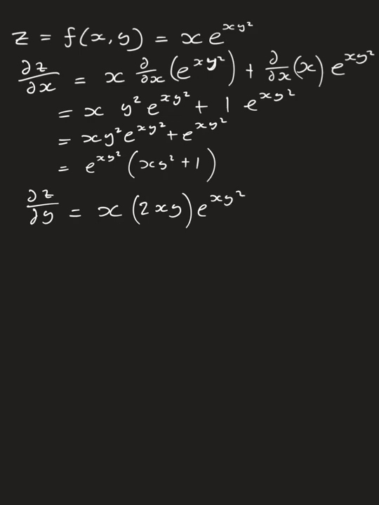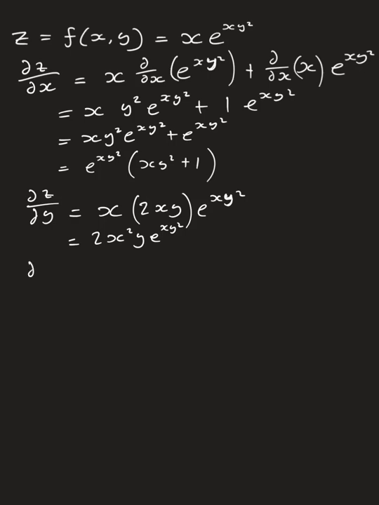So the e to the power of xy squared stays as it is, but by the chain rule in front of it, I get the derivative of what was up top there with respect to y. In this case, I'm treating x as a constant, that 2 comes down and I get 2xy. So putting that together, it's 2x squared y times e to the power of xy squared.